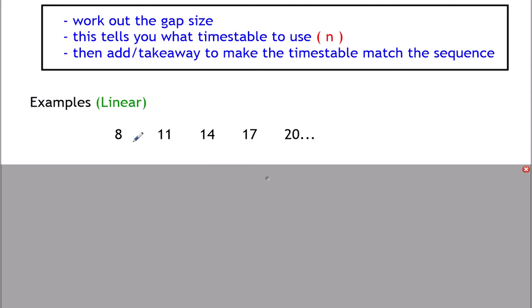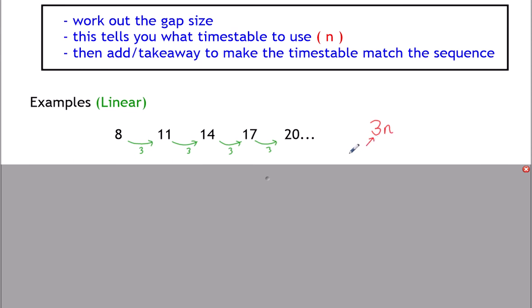If you look at this first one, the gap size is 3, and in my instructions it says first of all to work out the gap size, and if the gap size is the same every time, it's a linear sequence, and it means that we're using the 3 times table. Okay. And if we're using the 3 times table, I know my formula must have 3n, because if we're using a 3 times table, we must be timesing something by 3.